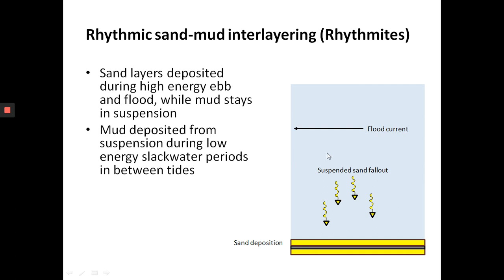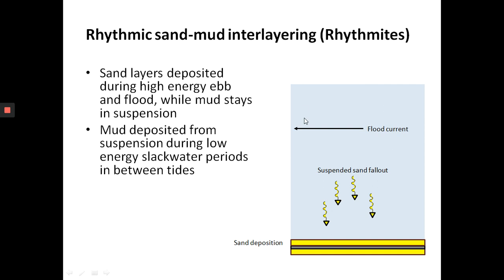Then after the slack water period, the water starts to rise again, and you get a current moving in the opposite direction from the sea to the land. This is the flood current. Now it is higher energy again, so you start to get transport of sand, and then deposition of sand from suspension, and you get another layer being deposited at the bottom. Okay? So the sand layers are deposited during high energy flood currents while the mud stays in suspension.